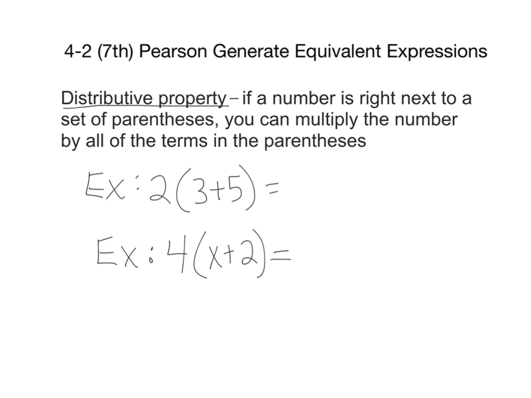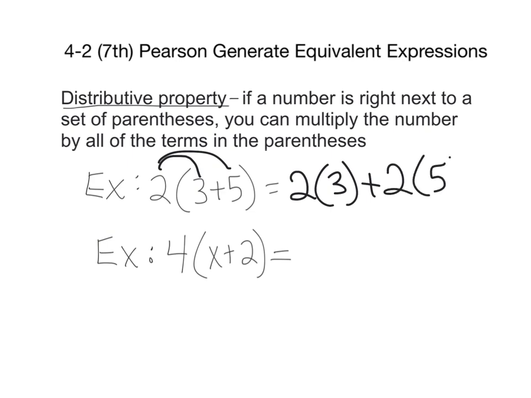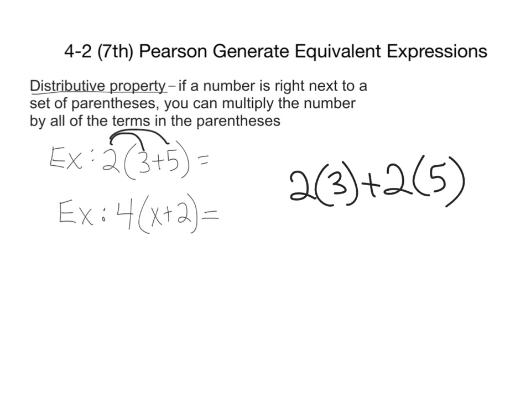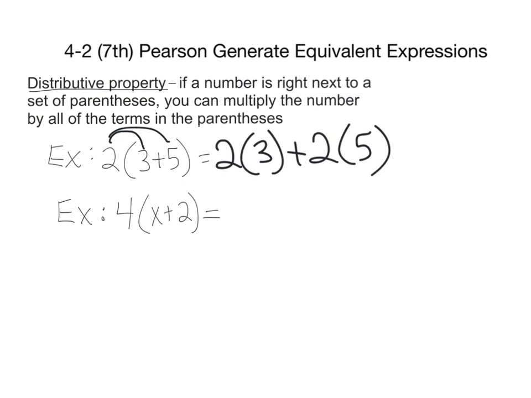So for example, if we have 2 times the quantity 3 plus 5, we could use the distributive property and we could say that's equivalent to 2 times 3 plus 2 times 5. If we were to work that out, 2 times 3 is equal to 6, 2 times 5 is equal to 10. We need to do our multiplication before our addition, and then 6 plus 10 is equal to 16.